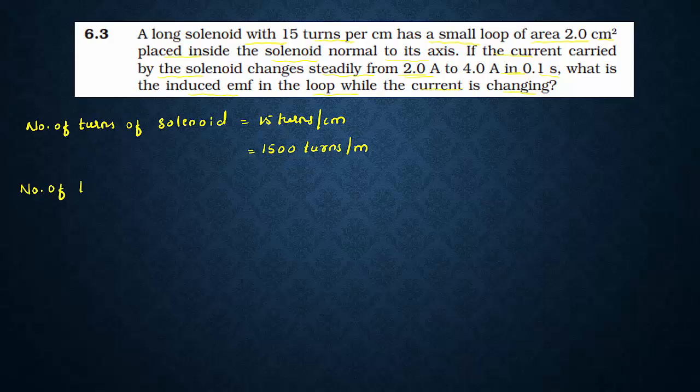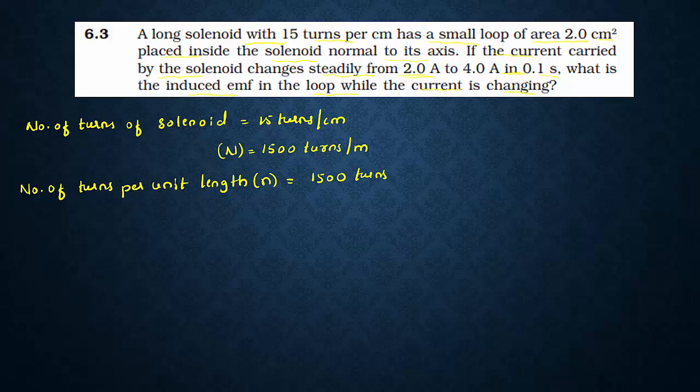Now I want the number of turns per unit length. Total number of turns is denoted by capital N. Small n gives the number of turns per unit length, meaning 1500 per unit length, divided by 1. So we will get 1500 turns. This is the number of turns per unit length.